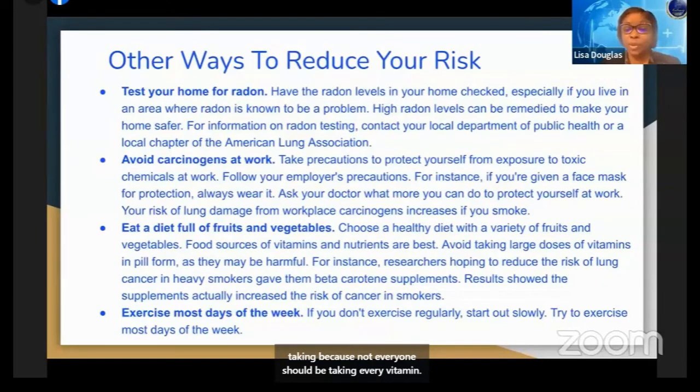For instance, researchers hoping to reduce the risk of lung cancer in heavy smokers gave them beta-carotene supplements. Results show those supplements actually increase the risk of cancer in those smokers. Exercise most days of the week. If you don't exercise regularly, start slowly. Try to exercise most days of the week.